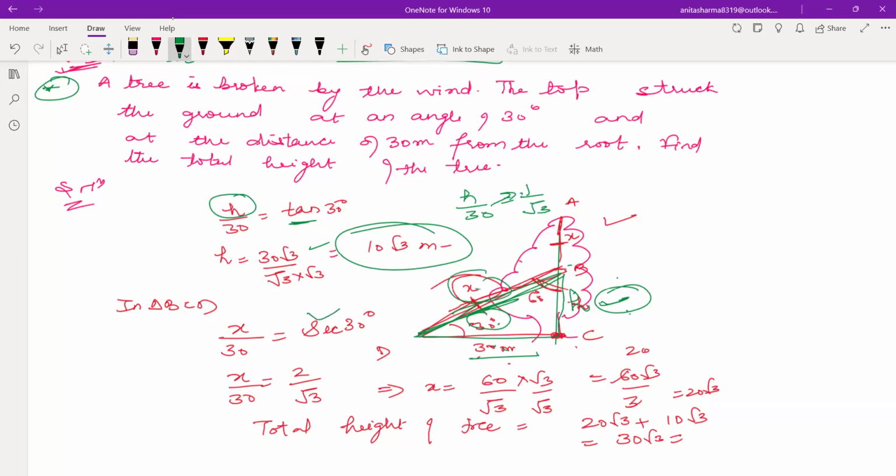So this is equal to sec 30, which is 2 by root 3. Now cross multiply, it will be 60 by root 3. Rationalize, and you will get 20 root 3. Now total height will be 20 root 3 plus 10 root 3, so 30 root 3 meters. Got it? Yes, ma'am.